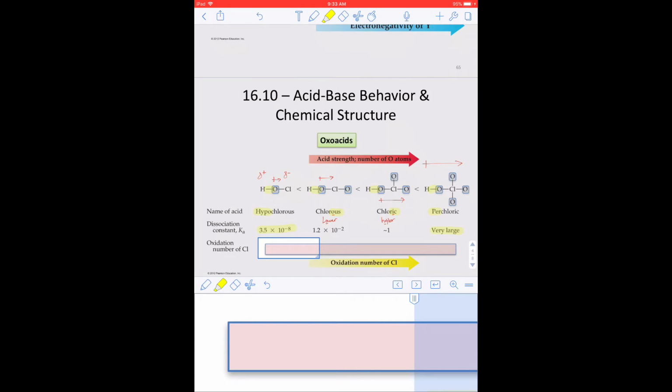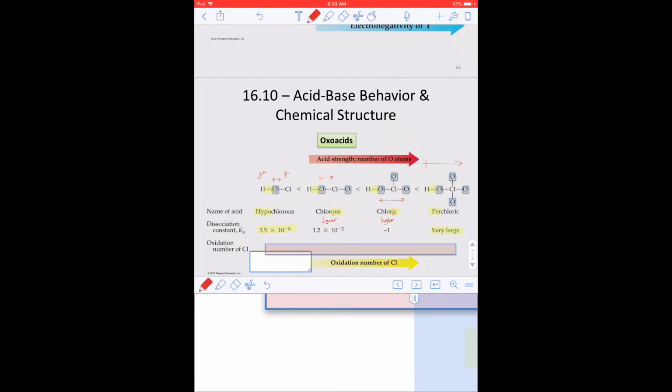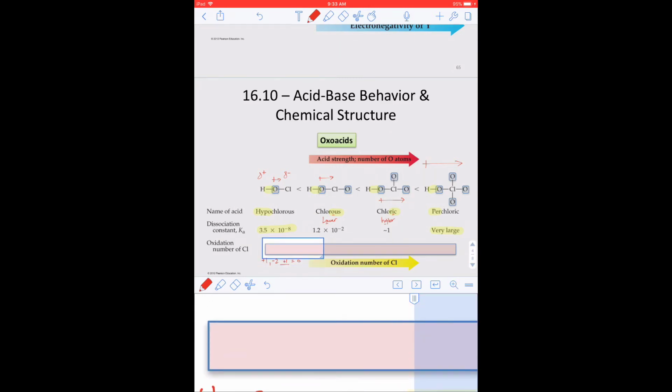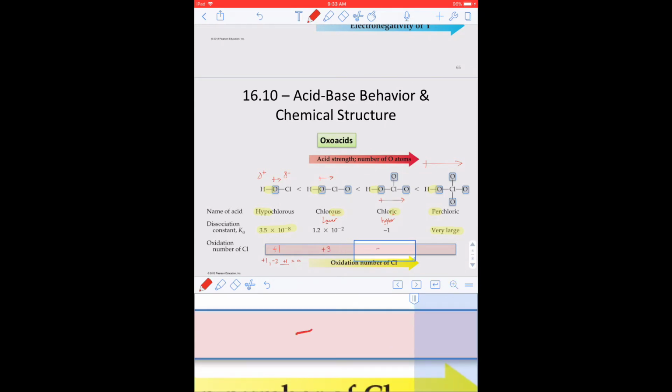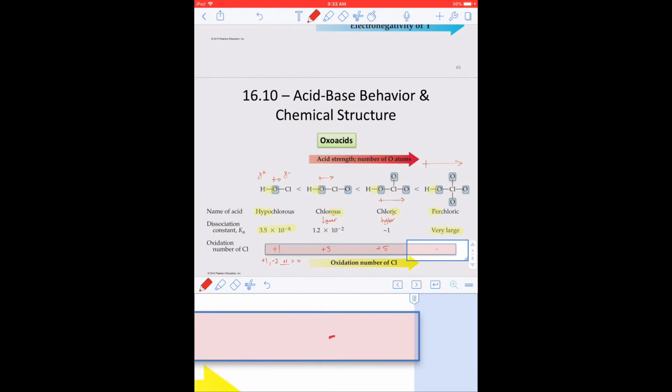So if we start thinking about oxidation numbers, we've got a hydrogen, which is a +1. We've got an oxygen, which is a -2. Overall, this thing has to be 0. So the missing part of this puzzle is +1. So +1 minus 2 plus 1 equals 0. So the oxidation number of chlorine is +1 for hypochlorous. If we add in another oxygen each time, we're adding a -2 charge, so that's going to make the chlorine have to be more positive by 2 also. So we get +3 here, add 2, +5 here, and +7 here.